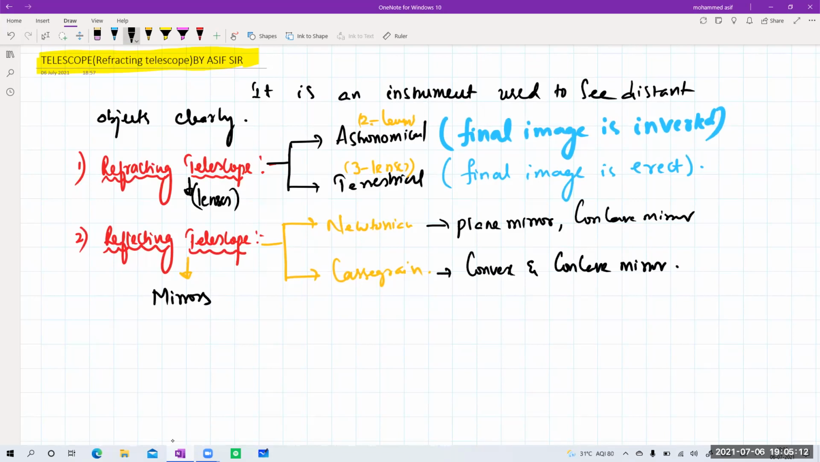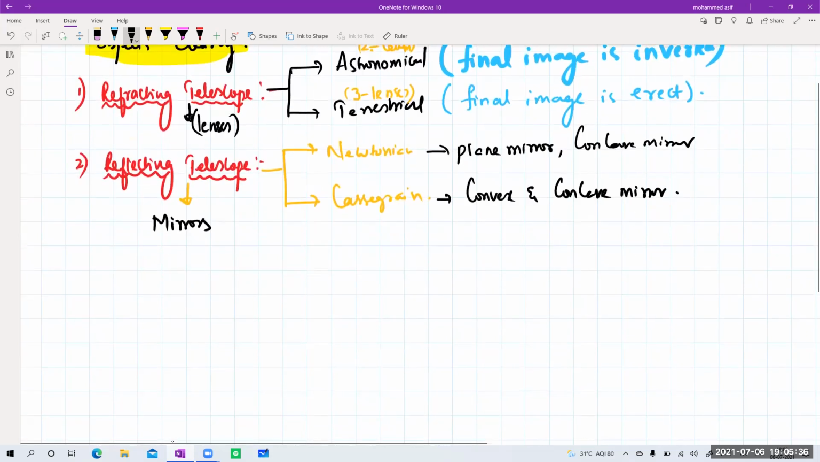Clear? So that was about telescopes. What is a telescope? A telescope is an instrument used to see distant objects clearly. In the refracting telescope, we have astronomical and terrestrial, and in the reflecting telescope, we use mirrors: the Newtonian telescope and the Cassegrain telescope. Clear?